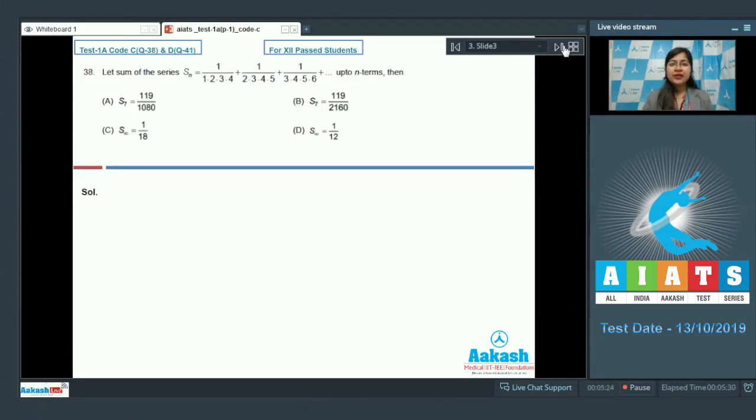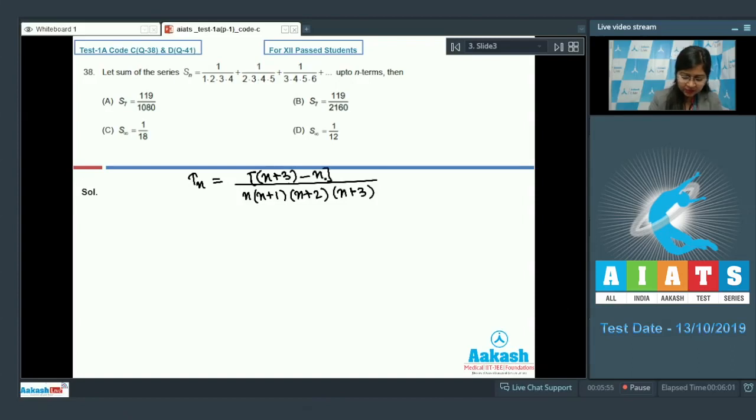Next is question number 38, in which we have to find the sum of the series Sn equal to 1 upon 1, 2, 3, 4 plus 1 upon 2, 3, 4, 5 and so on up to n terms. Right? So we have the nth term equal to 1 upon n into n plus 1 into n plus 2 into n plus 3. Right? And in the numerator we have 1, which can be written as n plus 3 minus n if we divide here by 1 by 3.